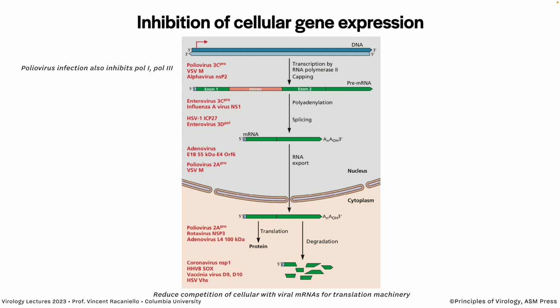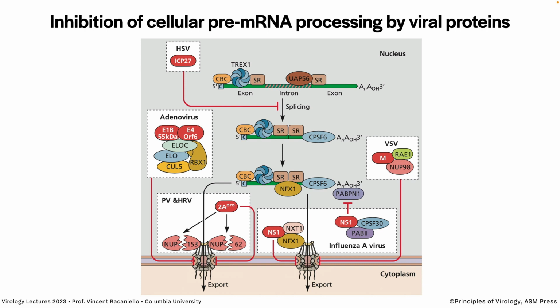And why is this? Why would viruses have mechanisms to interfere with cellular mRNA production at multiple levels? Well, I think that this gives the viral mRNAs full access to the translational machinery. There's no competition with cellular mRNAs. So that's the reason for all these inhibitory steps: reduce competition of cellular with viral RNAs for the translation machinery.